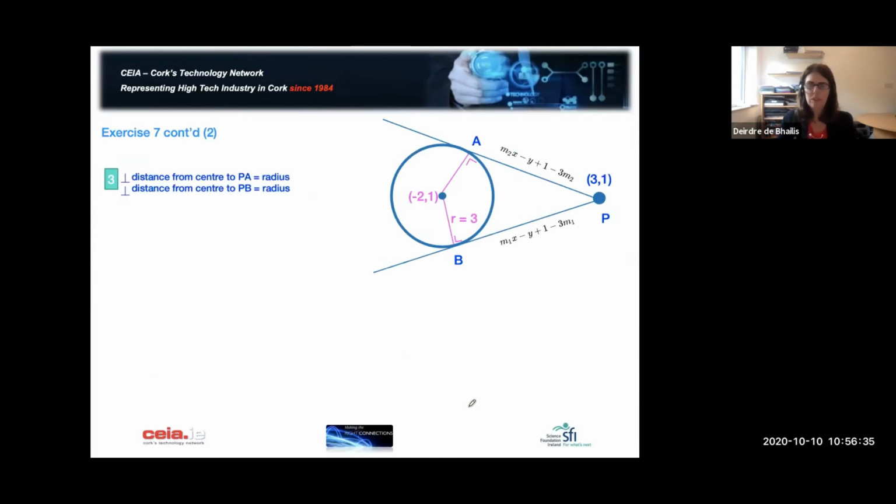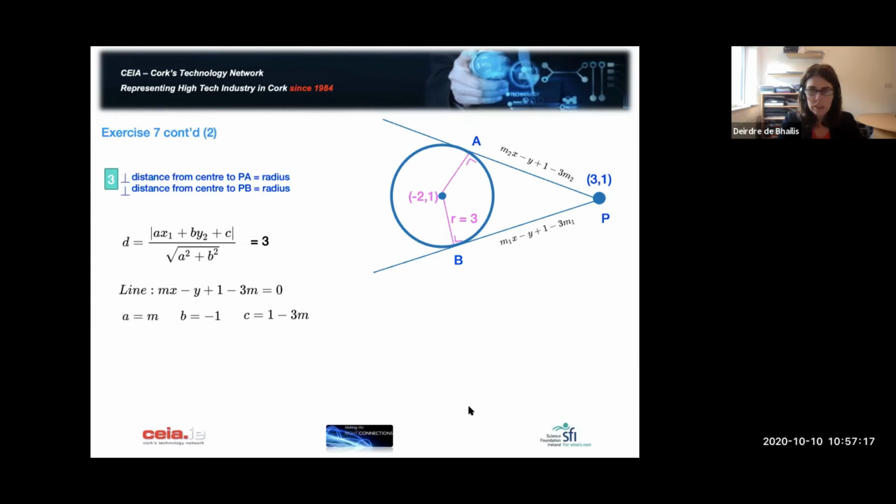Now, this is where it's so important to know that if we can calculate the slope of the radius, then we're going to be able to calculate the slope of the lines as well. So step 3, we know that the perpendicular distance from the center to the first tangent PA is equal to the radius, and we know that the perpendicular distance from the center to PB equals the radius as well. And using the formula on the tables, we can set it equal to 3.